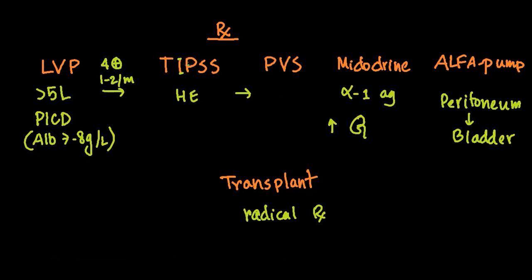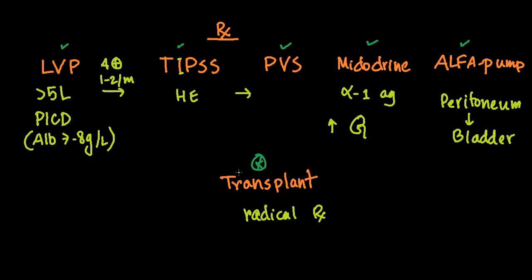The management options are large volume paracentesis or LVP, transjugular intrahepatic portosystemic stent shunt, peritoneovenous shunt, drugs such as midodrine, procedures such as alpha pump. And obviously, the best treatment for most of the patients would be transplant. So first, large volume paracentesis, that is the first line therapy. And in this therapy, we tap at least 5 liters of fluid.